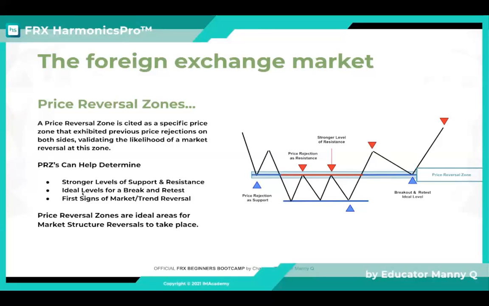Now, PRZ zones are also ideal levels for break and retest in the market. As we were just speaking about break and retest, once the market breaks through a price reversal zone and pulls back and gives us a retest, as we can see here, here's the breakout and retest. This price reversal zone can be an ideal level to buy back up in the market because of the level's validity. This is a very, very valid level.